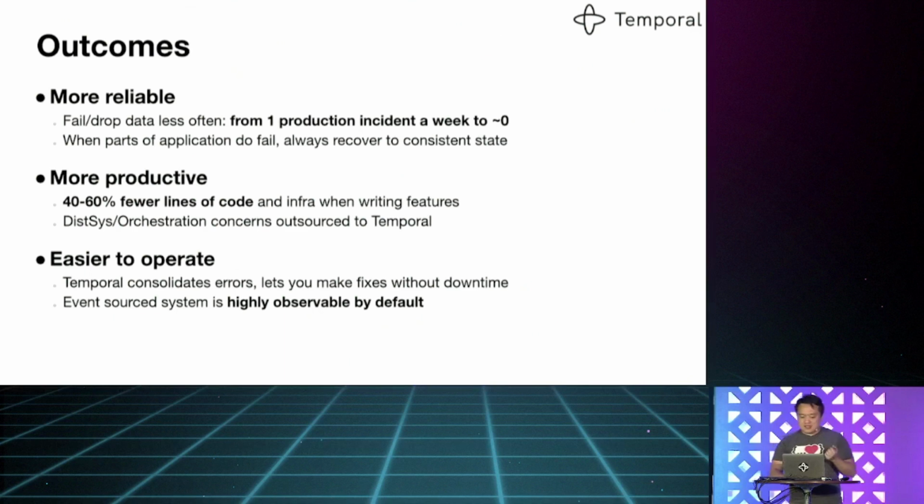All right, part 5, results. This is the happy ones. So outcomes are users are reporting that their work and their systems are more reliable, from one production incident a week to zero; more productive, 40 to 60 percent fewer lines of code because a lot of the commoditized code is just subsumed within the framework. And then finally, it's easier to operate because it's highly observable by default and very scalable.